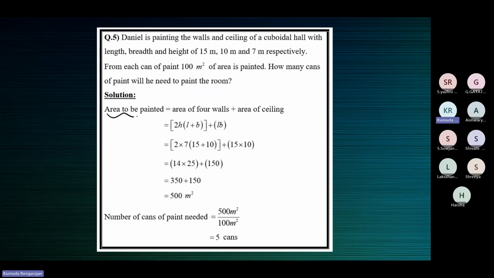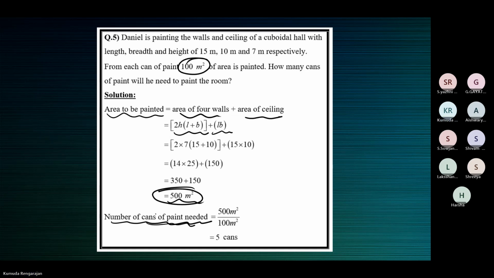So area to be painted is equal to 4 walls and ceiling. 4 walls formula, ceiling formula, L into B. So this is the total area to be painted. Number of cans of paint needed is equal to this area by this area. So 5 cans.